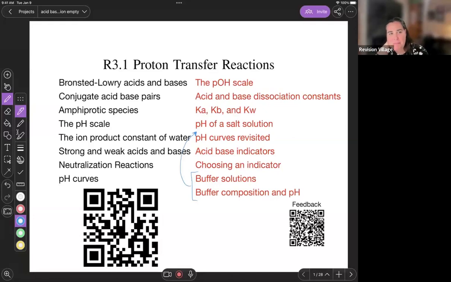R3.1 is a pretty big unit, all about proton transfer reactions. We used to call it acid-base chemistry. It's the same thing. On the left-hand side of this slide, I have the acyl stuff. On the right-hand side, I have what we're going to be focusing on today, which is mostly the HL stuff. I changed the order around a little bit. I decided to talk about buffers before we talk about titration curves and indicators, because indicators are just buffer systems. So it made more sense to me. The order here is just the order in the actual IB syllabus. Okay, let's go.